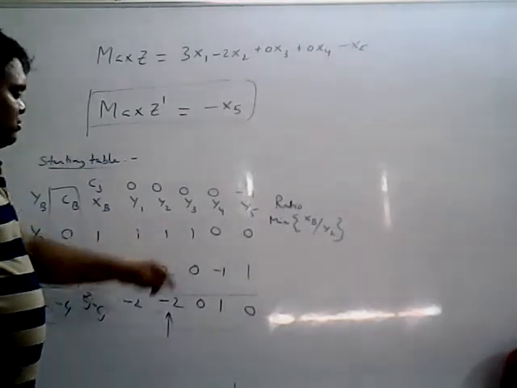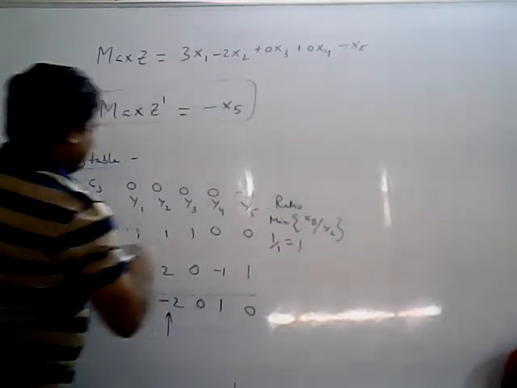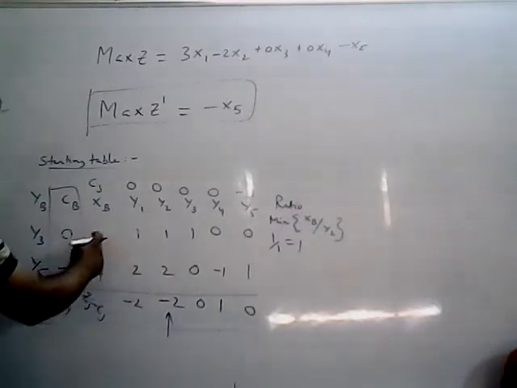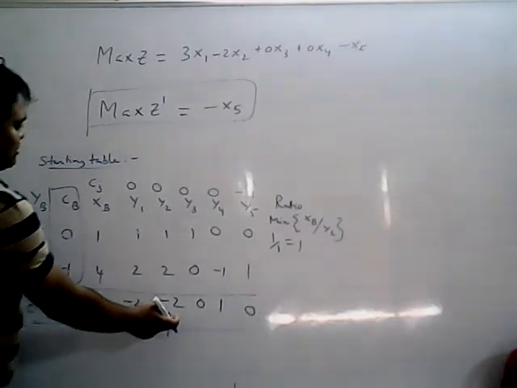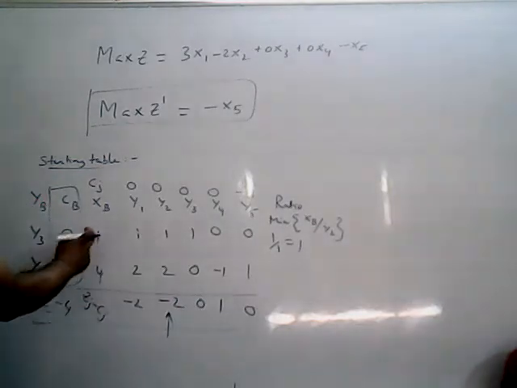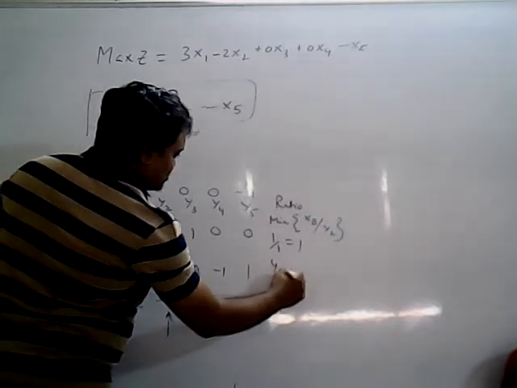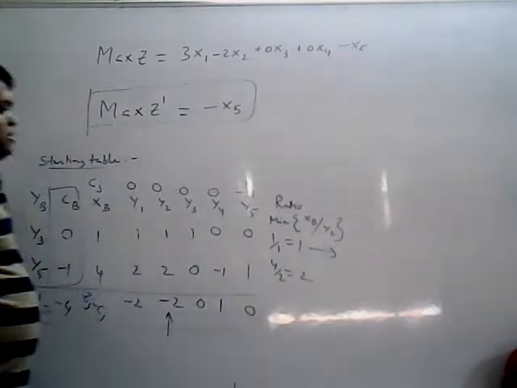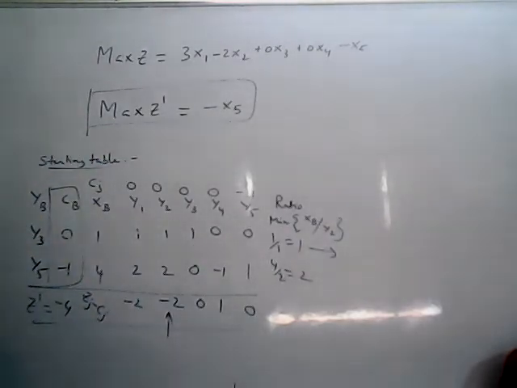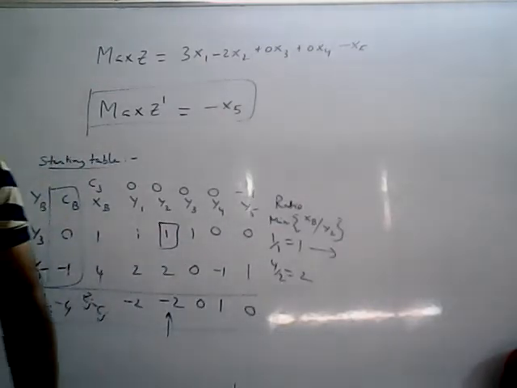Both are positive, so for both the ratios, it is 1 divided by 1, XB by Y2. If you were doing Y1, it would be XB by Y1. So I am taking Y2 as the entering variable, and for the leaving variable I have to calculate 1 by 1, and this is 4 by 2, which means 2. The least positive leaves. Least positive means this, so it leaves. And this is the key element.